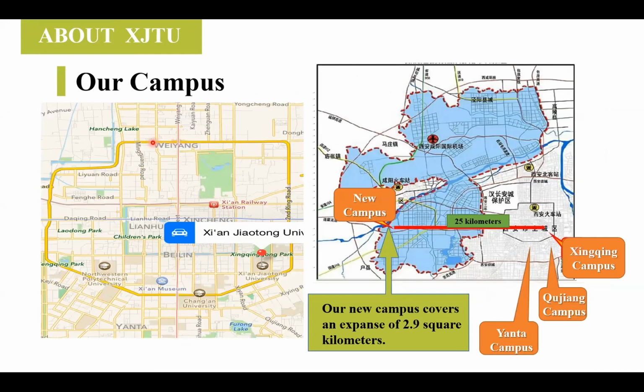So this is the ancient city, and the university is located just on the southeast corner here. We also have several campuses. For example, the main campus, the Xingqing campus, is here. Then we have the Qujiang campus, the Yanta campus, and also the new campus named I-Harbor. I will mention it later. It is a very large campus, about 25 kilometers west of the main campus. We have a shuttle bus, and there is also a subway connecting the two campuses.